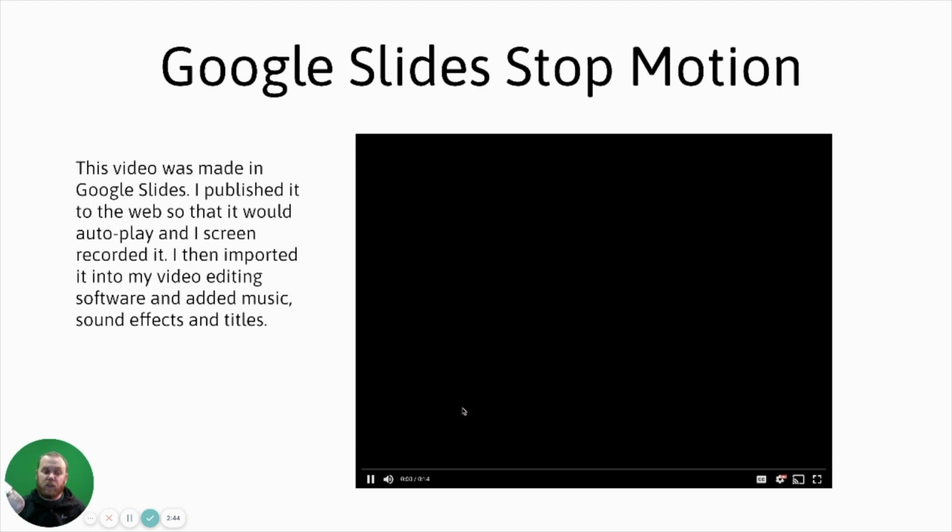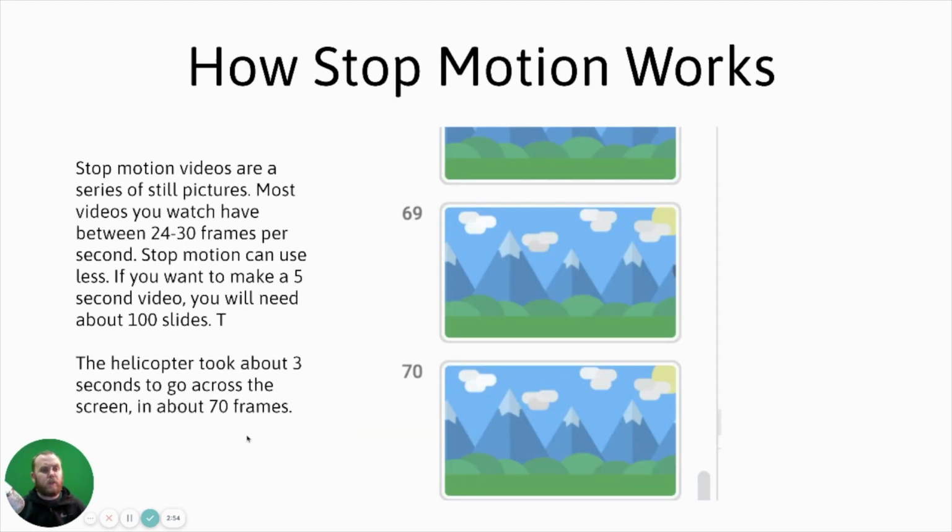So let's continue. How stop motion works. Stop motion videos are a series of still pictures. Most videos that you watch have between 24 and 30 frames per second, depending on what it was filmed for. And stop motion can even use less to get by with that. So if you want to make a 5-second video, you're going to need to have about 100 slides. You're probably thinking to yourself, wait, Mr. Oliver, you said this is a quick project. Yes, it does not take a long time to make 100 slides, especially if they're all the same or very, very similar. And I'm going to show you some tricks. The helicopter that you saw in that video took about 3 seconds to go across the screen in about 70 frames.